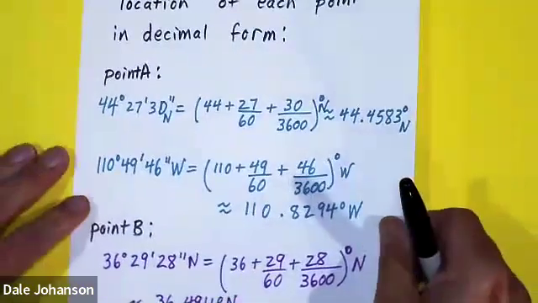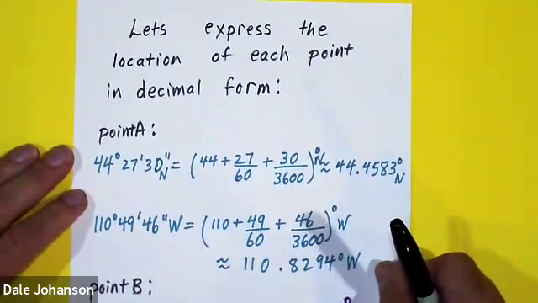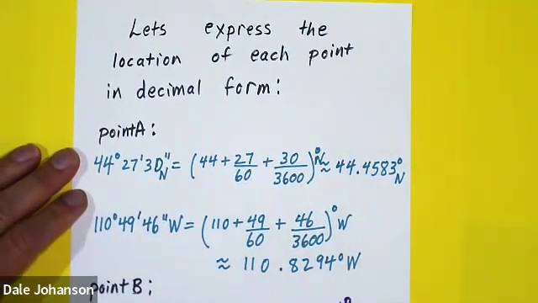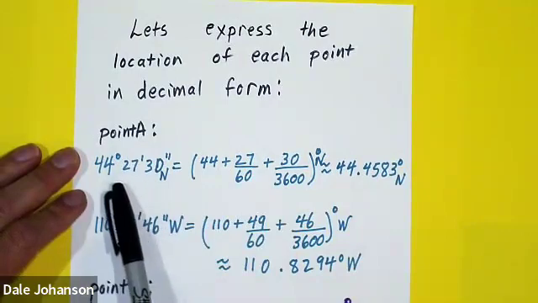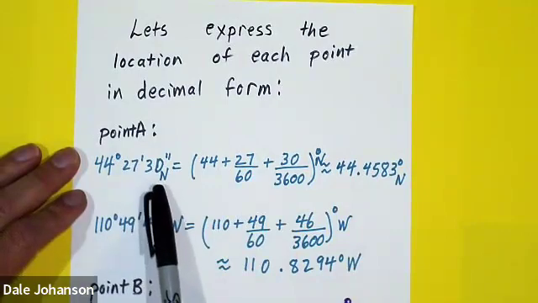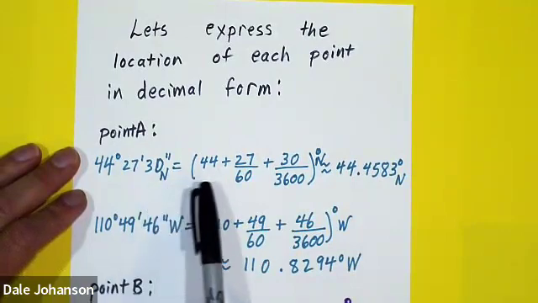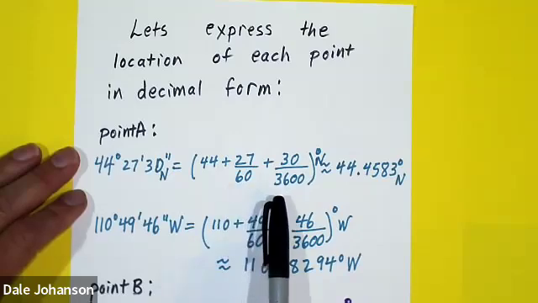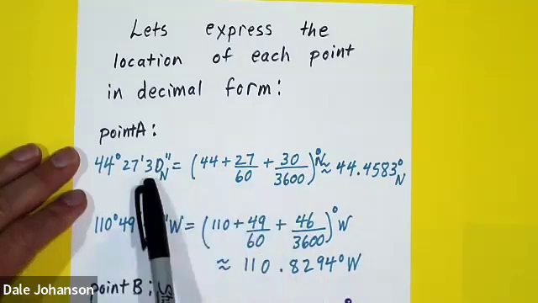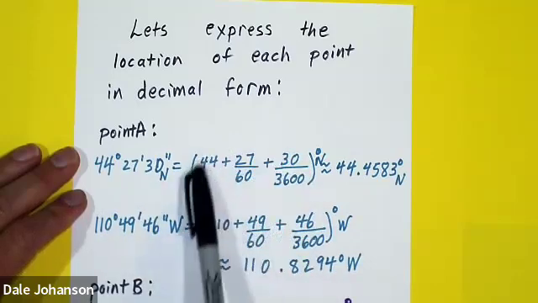And before we get too far, we're going to make a conversion here. I gave you the angle measurements in degrees, minutes, and seconds. We're going to convert those to the degree decimal form. So point A, that's point A. We have 44 degrees, 27 minutes, 30 seconds north. So what I do is I have 44 plus 27 over 60. After all, there's 60 minutes in a degree, and there's 60 seconds in 1 minute, but 60 times 60 is 3,600. So we take this 30 divided by 3,600. We add all these together.